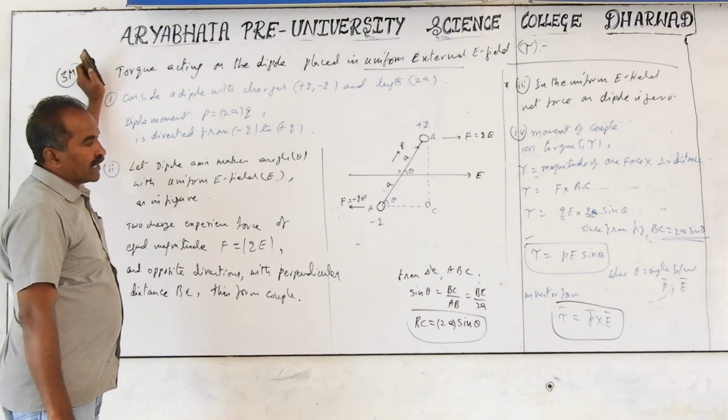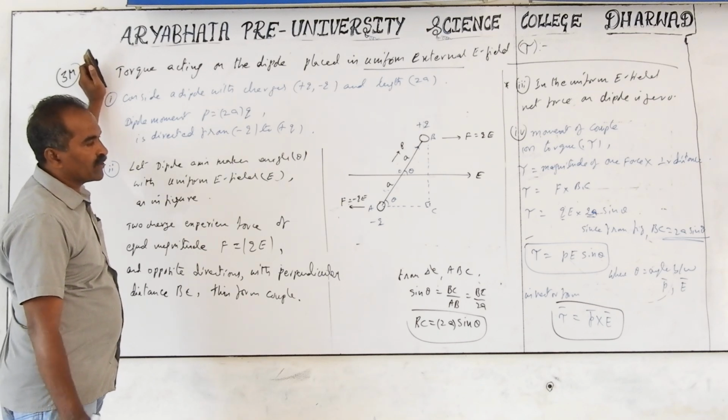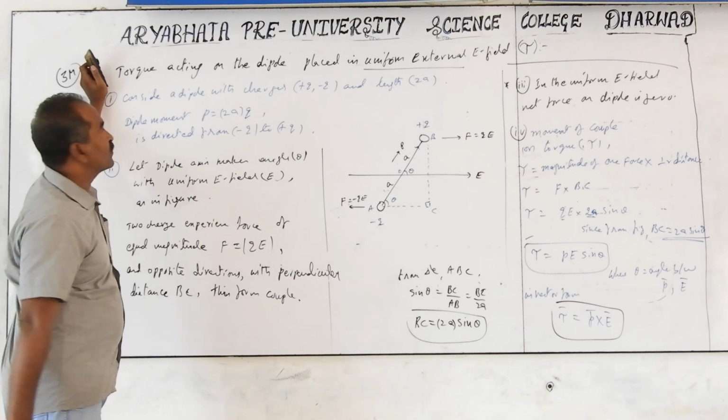And we take the special cases. When theta is 0, what happens? When theta is 90, what happens? Theta 180, what happens? When do you get the torque maximum? Those conditions will be discussed for the problems, of course.